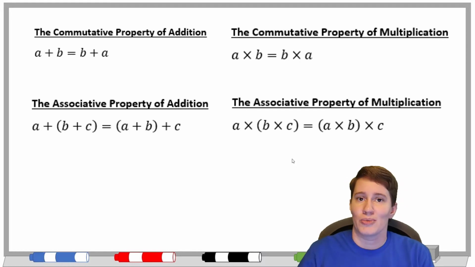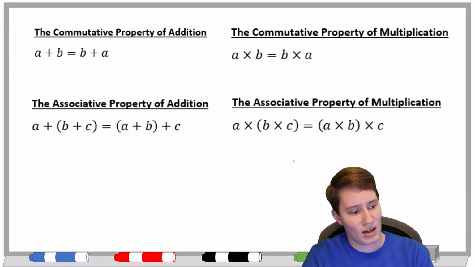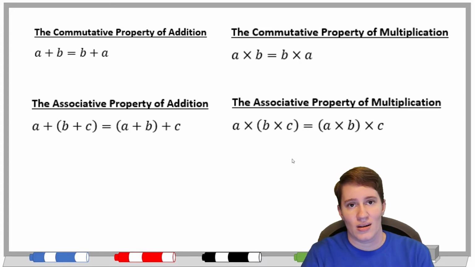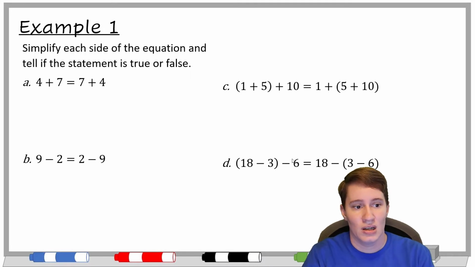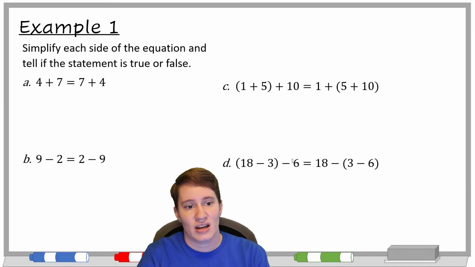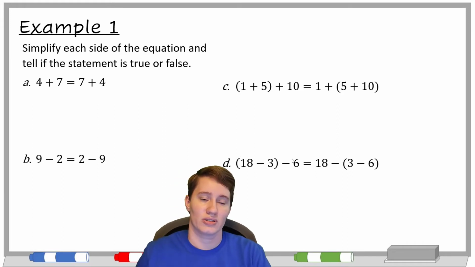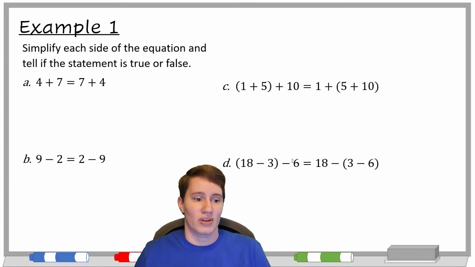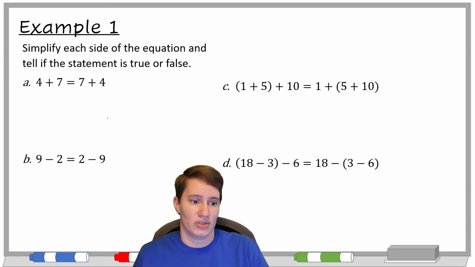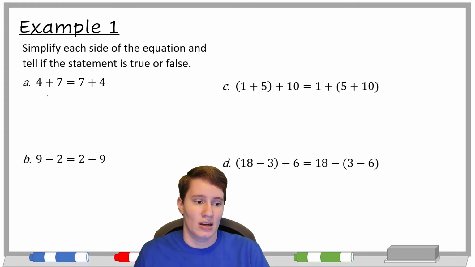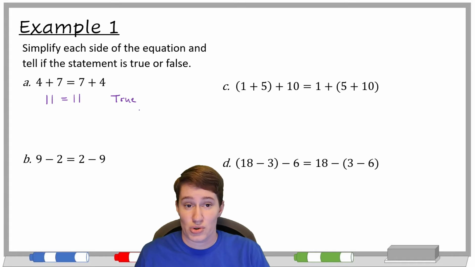So we're going to use these properties in our lesson today, and I picked out some problems that are kind of similar to what you'll see in the workbook, so that hopefully this will go pretty easy and pretty well for you. So example 1 says, simplify each side of the equation and tell if the statement is true or false. So this is kind of like what we already did. We've got on A here, 4 plus 7 equals 7 plus 4. So simplifying each side basically means find the answer to each side. So this is 11 and this is 11. Since 11 equals 11, our overall answer here is that this is true.